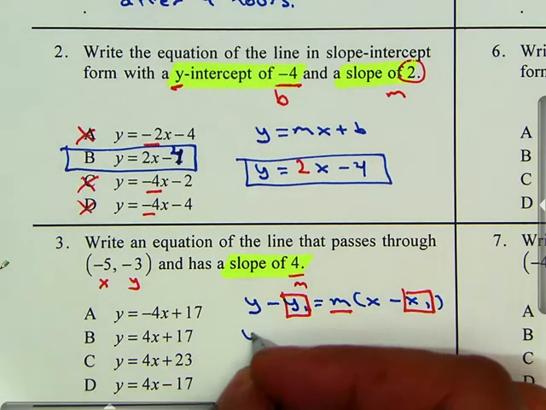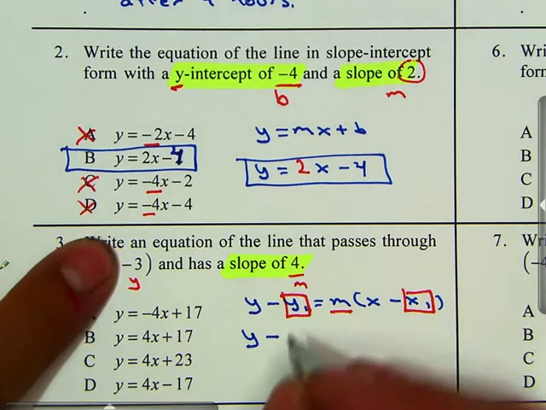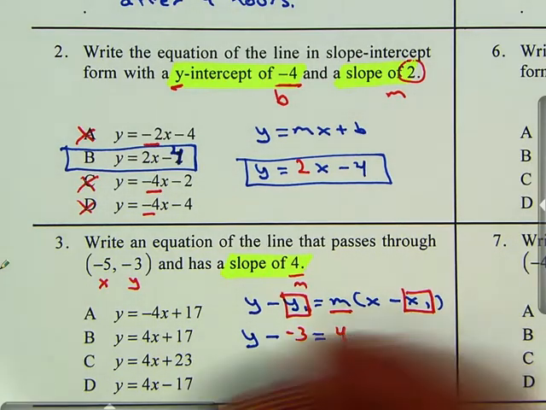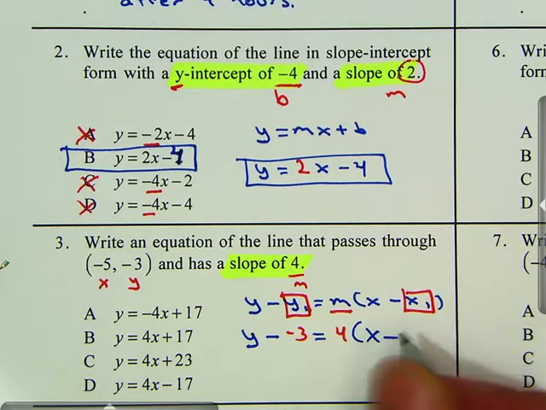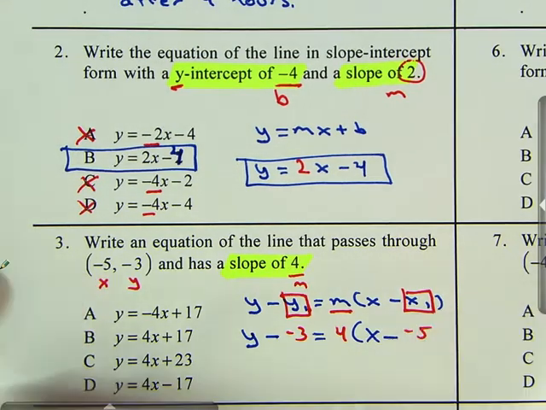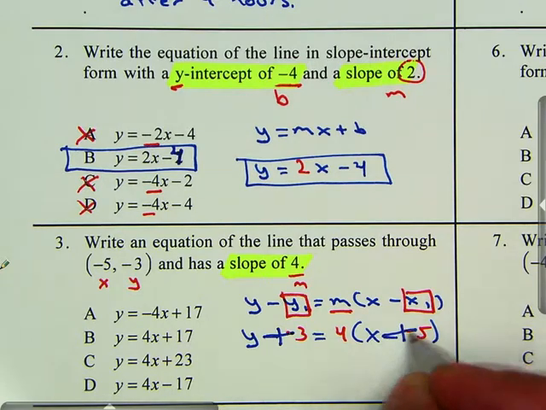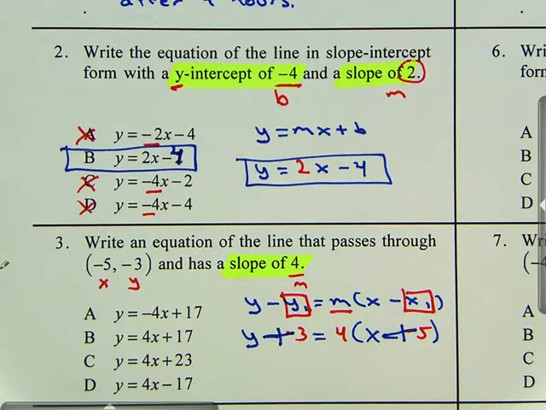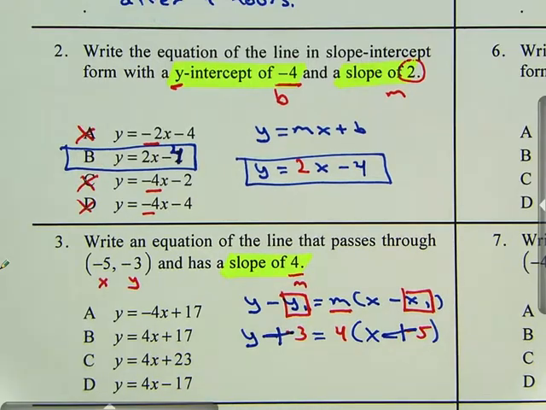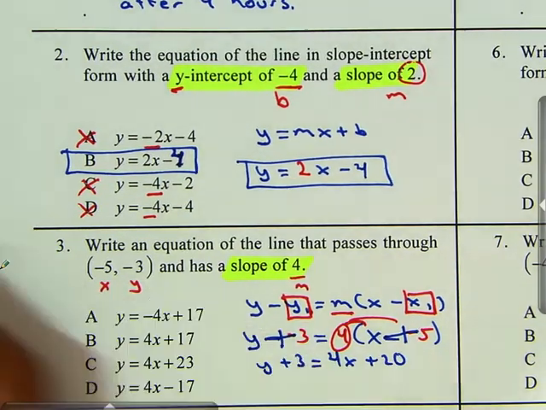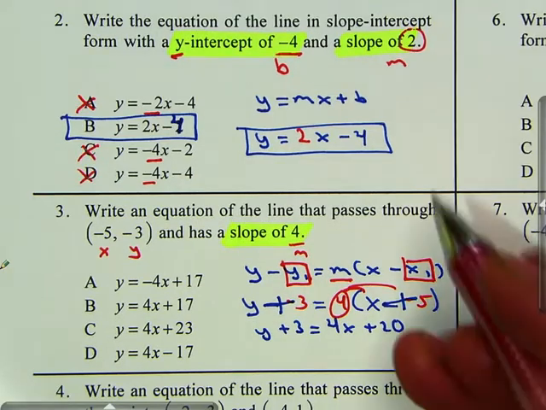So therefore, it'll be y minus y1, which is negative 3. My slope is 4. And then we have x minus negative 5. And from there, I notice that my double negative becomes a positive. Double negative here again becomes a positive. Notice that your answer is not there because we need to be able to rewrite it in slope-intercept form. Distribute the 4 to them both. Y plus 3 equal to 4x plus 20. Move the 3 to the right, becomes a negative 3.